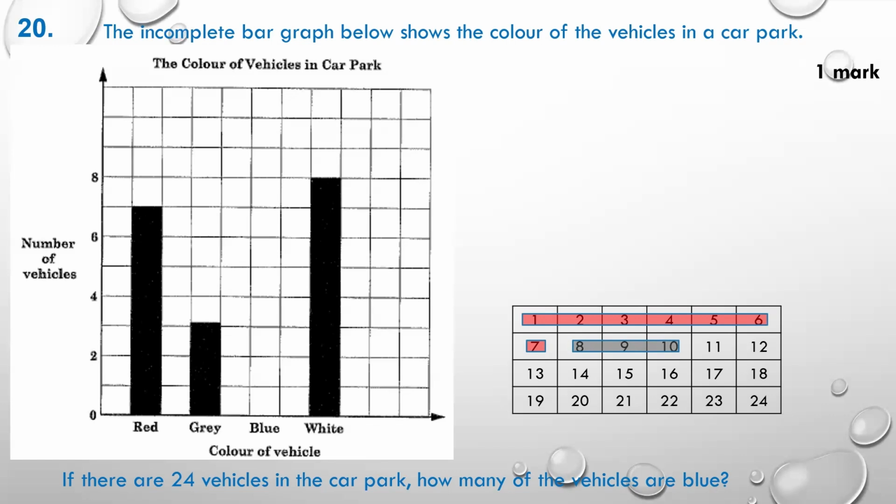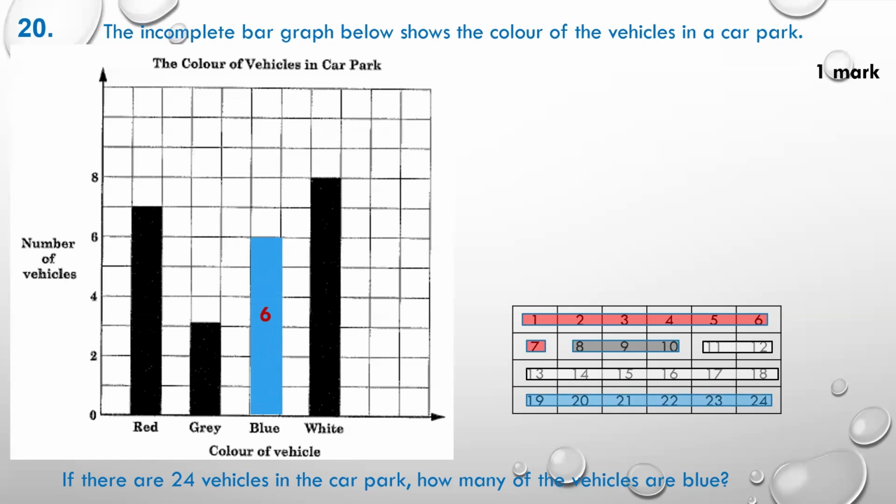And how many are blue? Well, we don't know, but we know white. So white will be 1, 2, 3, 4, 5, 6, 7, 8. So there are 8 white vehicles. As such, red and gray and white vehicles totals 18. So how many are blue? The rest of them to reach 24, which is 1, 2, 3, 4, 5, 6. So we got our answer. It is 6 blue vehicles are in the car park.